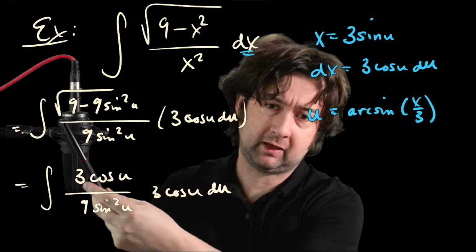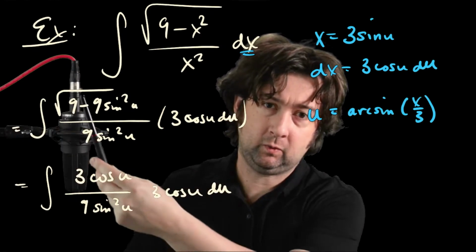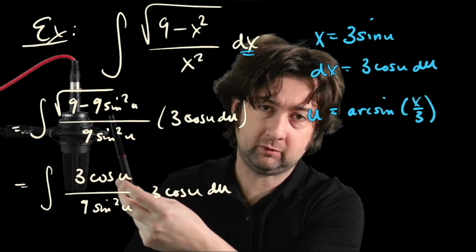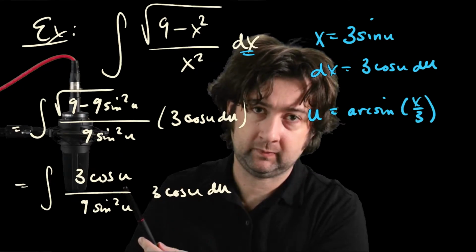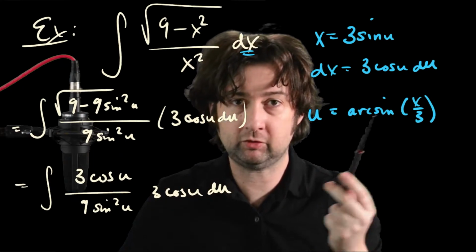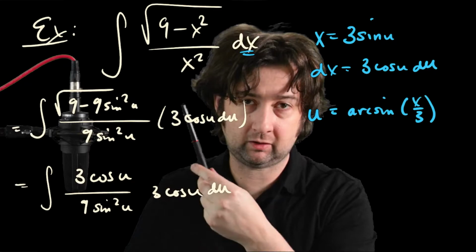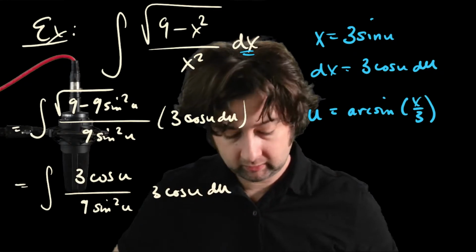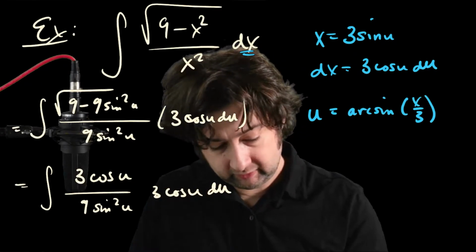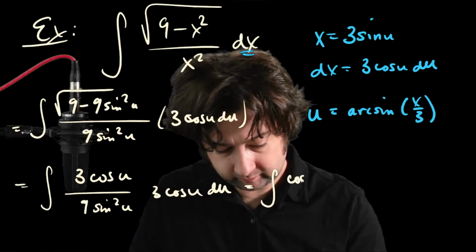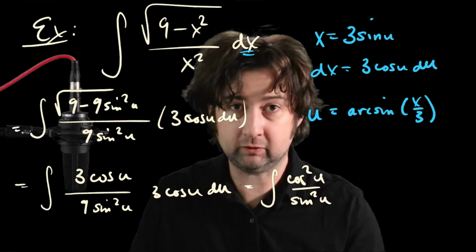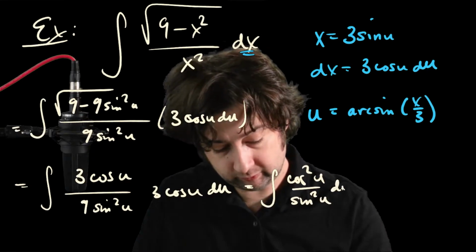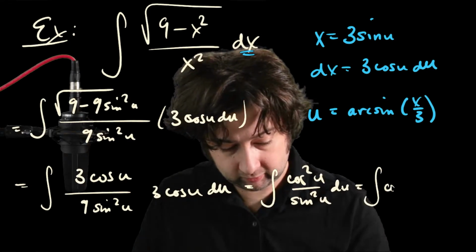So how did I get from here to here? If you factor out the 9, the square root of 9 is 3. 1 minus the sine squared is equal to the cosine squared, but the square root of cosine squared is the cosine. The entire reason we used this substitution was so that the square root would vanish in our computation. So where does that leave us? We end up with an integral that looks like cosine squared of u over sine squared of u. And that's equal to cotangent squared.